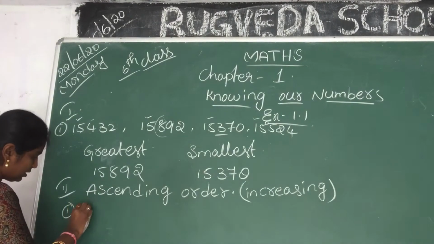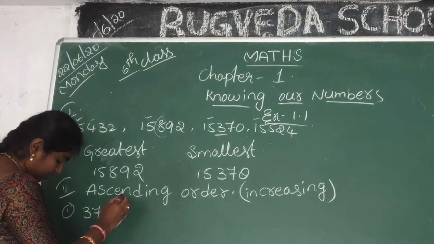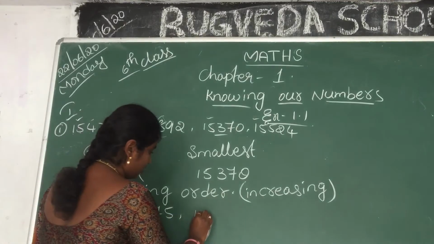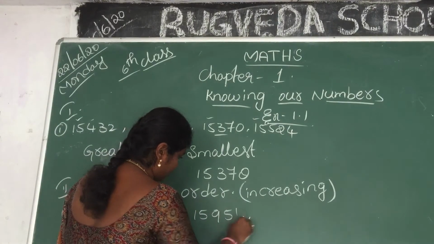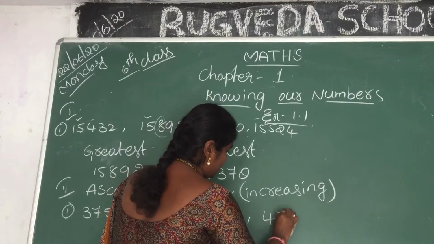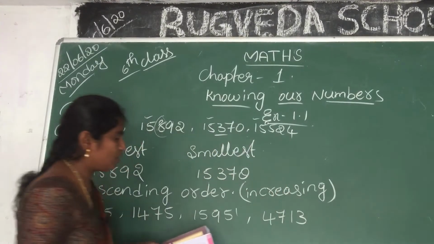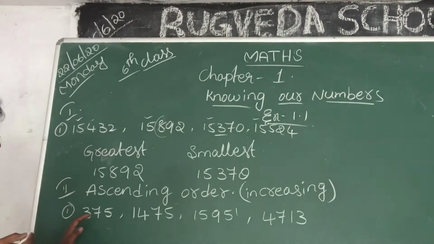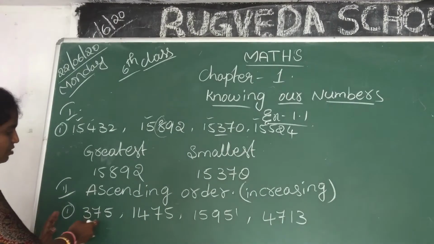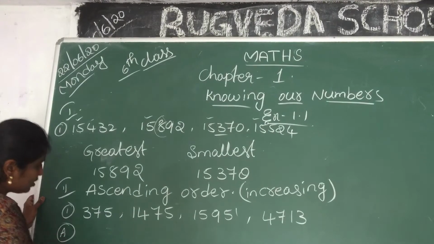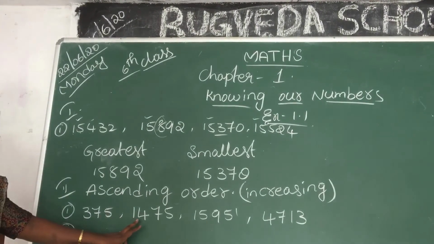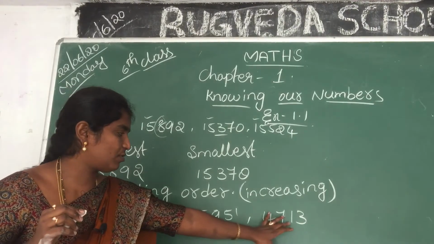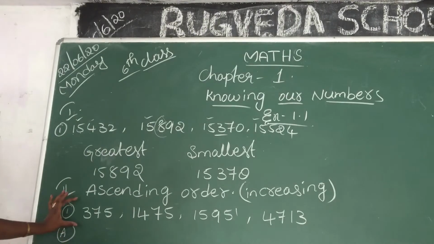First one 375. Next second one 1,475. Next 15,951. Next 4,713. So you have to write here what? Ascending order. No, ascending order means small number to bigger number. In these 4 numbers, which one is the smallest number? See here, 375, 1,475, 15,951, 4,713. So which is the smallest number?